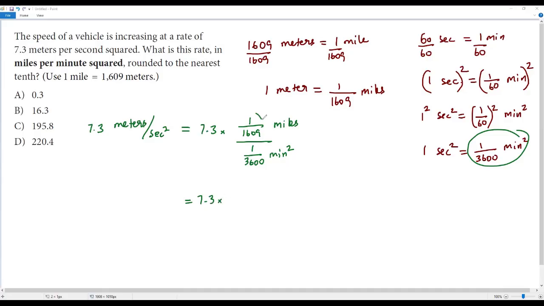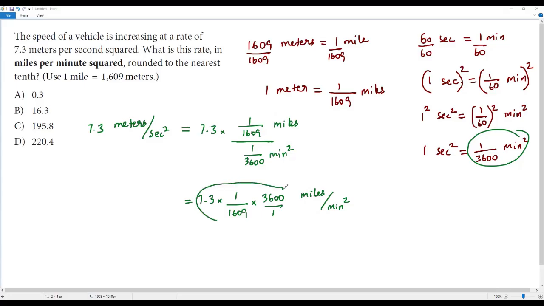Okay, let's continue. 7.3 times. We can take the fraction over here in the numerator as it is. That is 1 over 1609. Now we can change this division as multiplication. Then we have to take the reciprocal for this fraction 1 over 3600. That is 3600 over 1. We can write this one as it is. That is miles, and we can take this one also as it is. That is miles per minute squared.